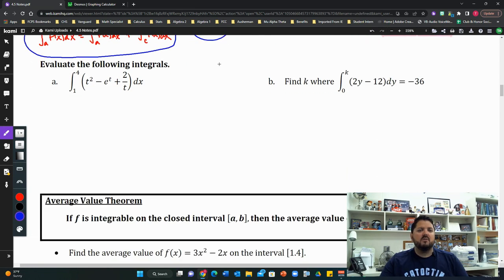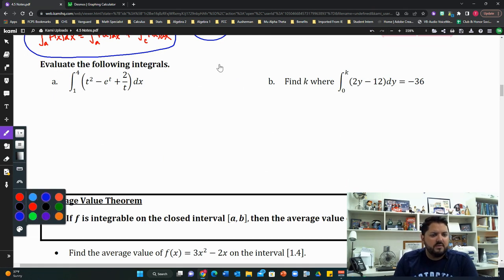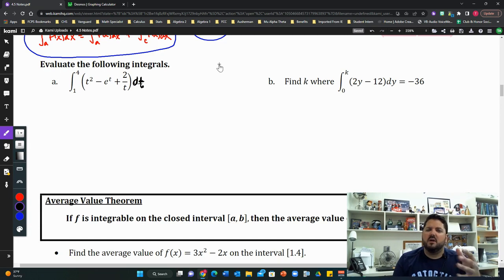All right, so now we're just going to try a couple other oddball problems, just other ways that these can show up. Looks like I've got a little typo here. This is supposed to say dt, not dx. Sorry about that. Okay, so just getting used to some of the old integration rules that we haven't seen in a little while since that first section.